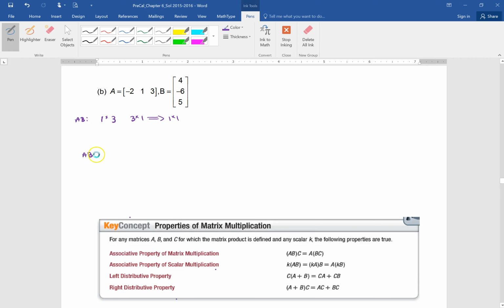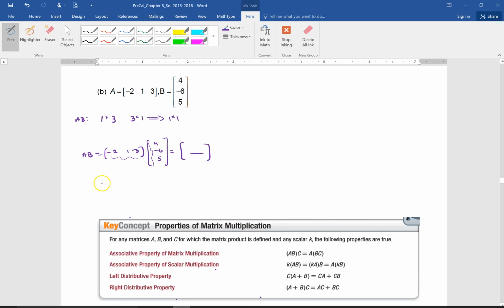So AB is -2, 1, 3 times 4, -6, 5, and presumably we're going to get one number. Okay? Now, we just have one row, one column. So this is the position of this row and of this column. So I just do negative 2 times 4 plus 1 times negative 6 plus 3 times 5. What does that give me? 1. Is it a 1? I'm trusting you guys. Okay.